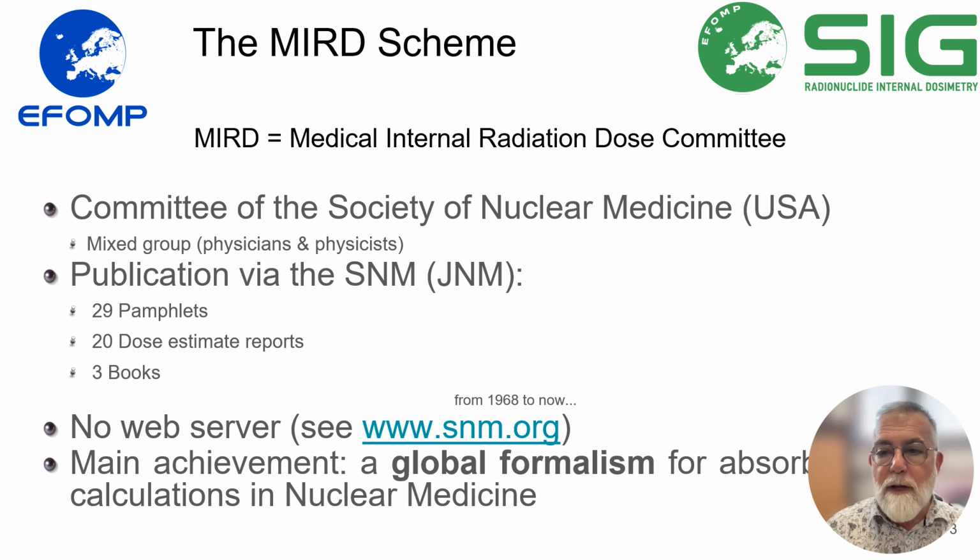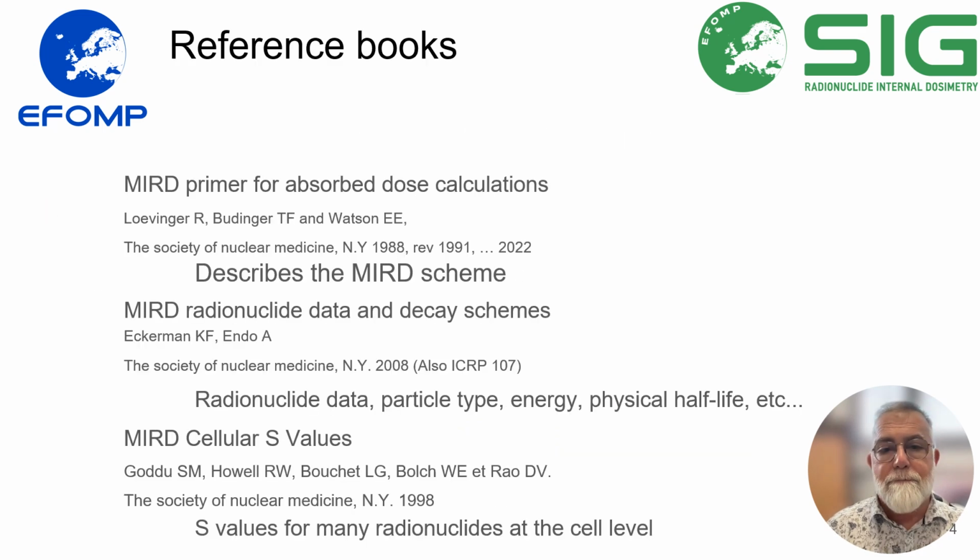Then there are 3 books, and we're going to discuss these books more in detail. So the reference books published by the MIRD committee are, first of all, the primer. The primer is a book that tells you everything about the MIRD scheme and the MIRD formalism, how to compute absorbed dose in nuclear medicine. It was published initially in 1988, revised in 91, and then there's a very recent one at the end of 2022 that I warmly recommend getting.